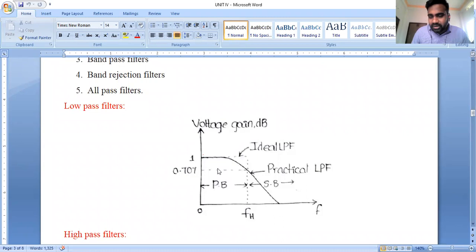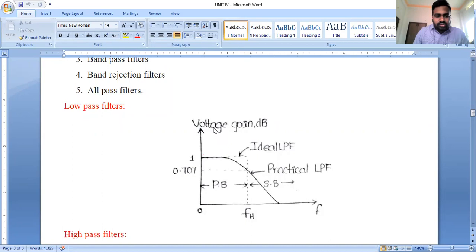The filter will pass the signal, and after the higher order frequency, after f suffix h, the entire signal will be stopped. So that is the application with respect to the low pass filter.